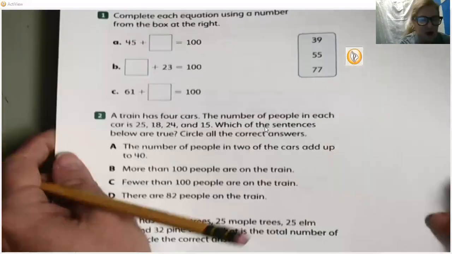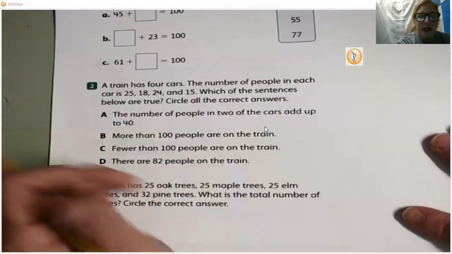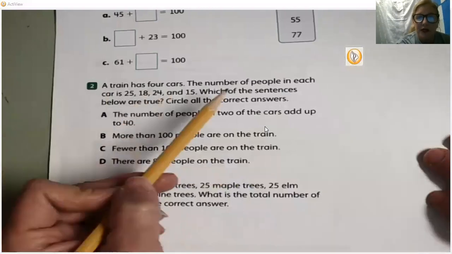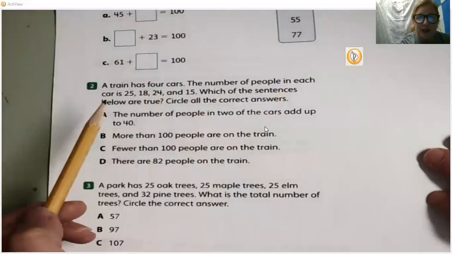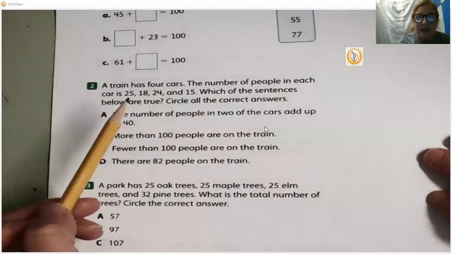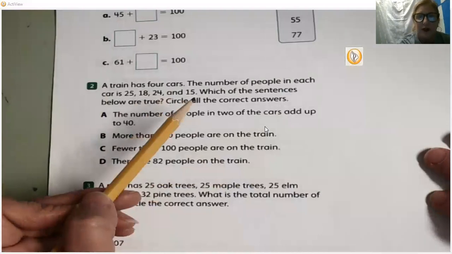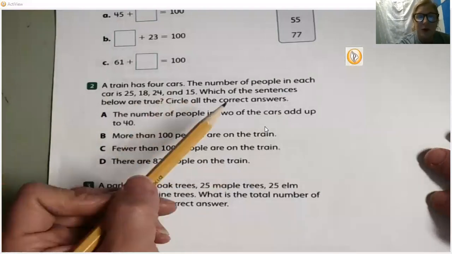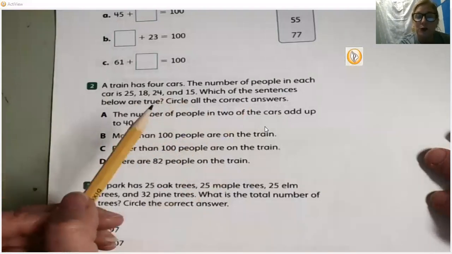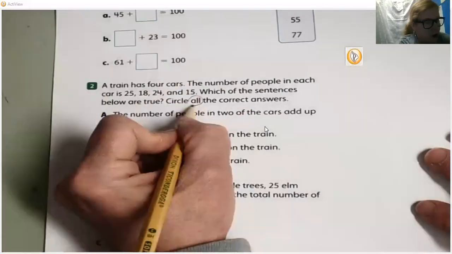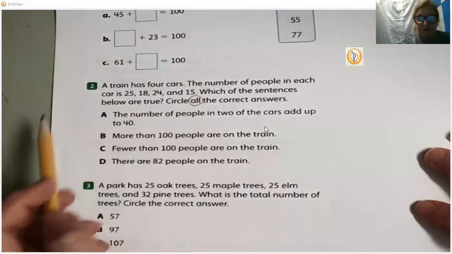Okay, here's number 2. A train has 4 cars. The number of people in each car is 25, 18, 24, and 15, respectively. Which of the sentences below are true? Circle all the correct answers. They could all be true.